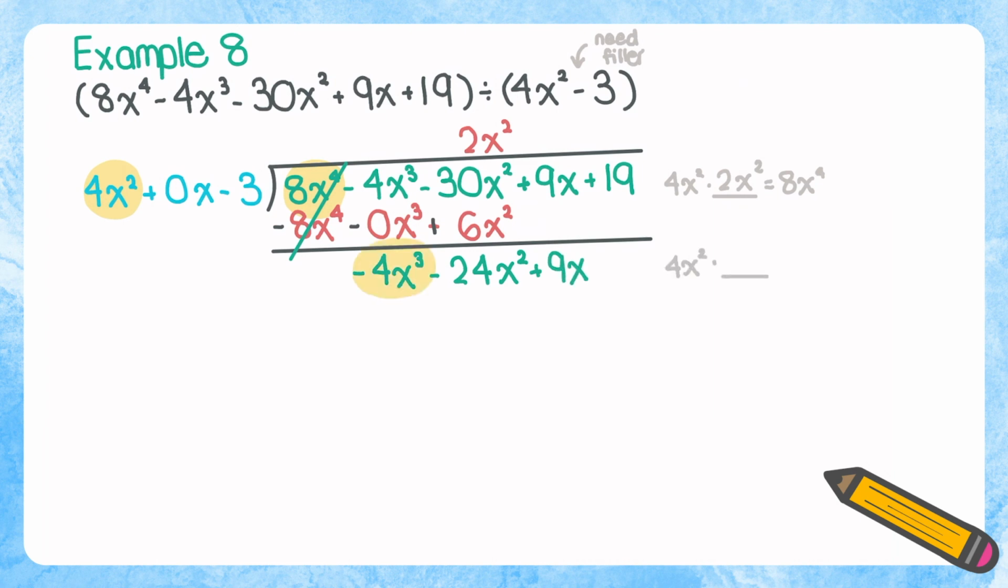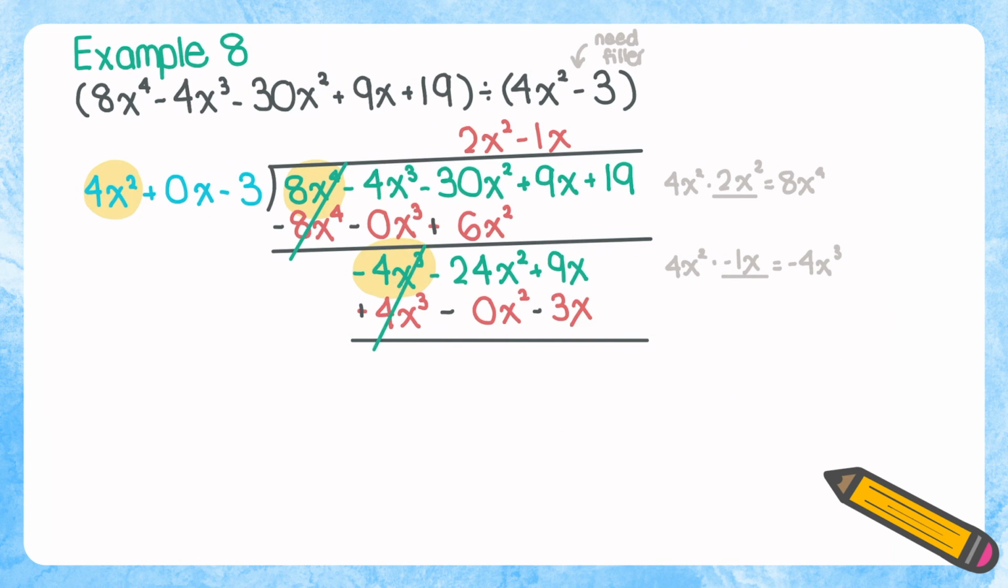Okay, 4x squared times what equals negative 4x cubed? I get negative 1x, so I'm going to write that up here. I'm speeding through a little bit just so this video doesn't go on for an eternity. So when I distribute it, I get negative 4x cubed plus 0x squared plus 3x. Remember, a negative times a negative is a positive. And then switch signs of all three terms.